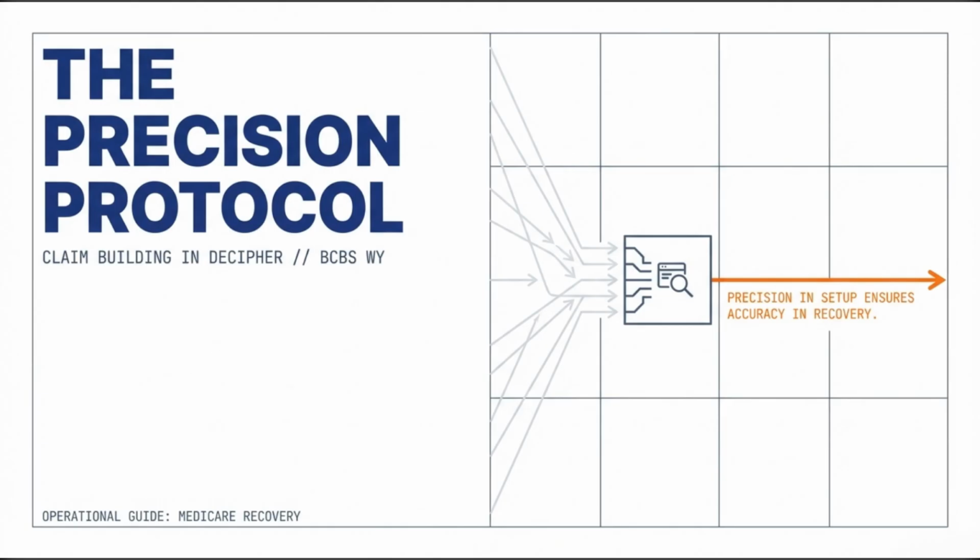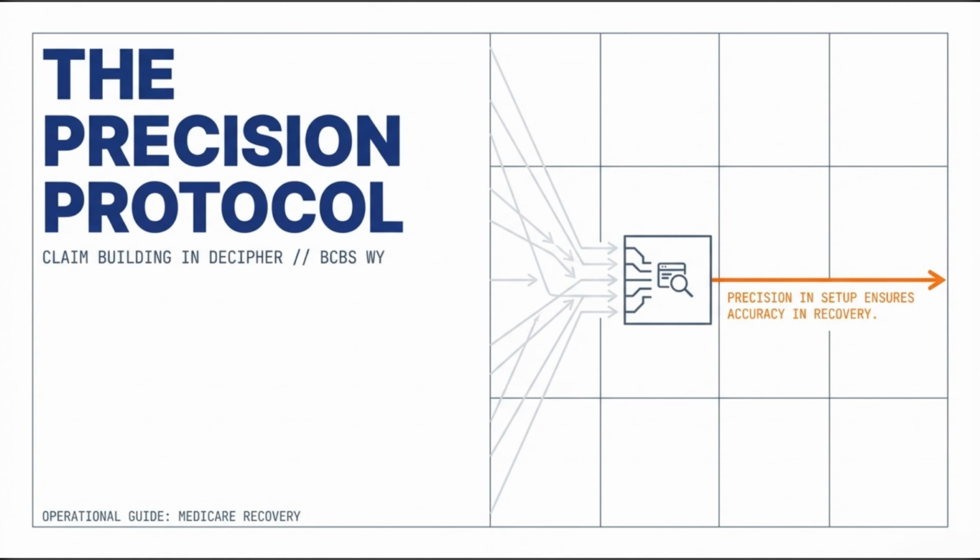Let's get to it. All right, let's talk about the precision of what we do, the Precision Protocol. It's not just a fancy name, it's our entire methodology for claim building. Specifically, we're zeroing in on claim building in Decipher for our BCBS Wyoming work. This is where the rubber meets the road for Medicare recovery. See all these incoming arrows? Those are your diverse data points, claim lines, member details, all the raw information pouring in. They converge right here into our central processing hub. That's Decipher, where we meticulously build those claims.